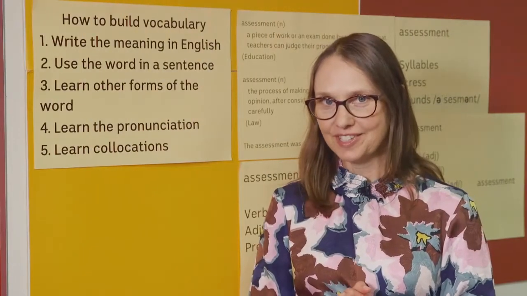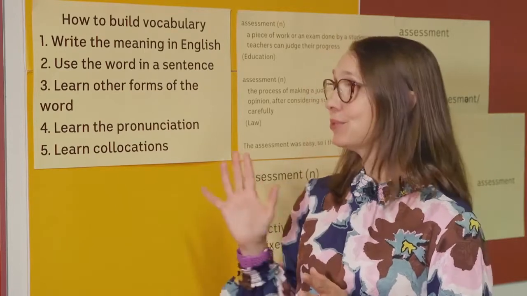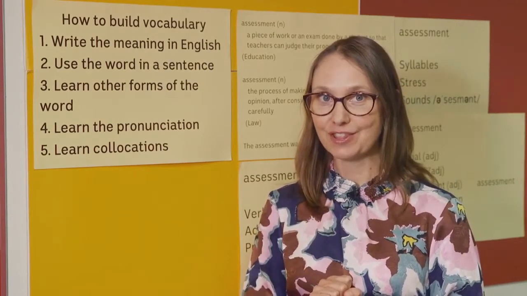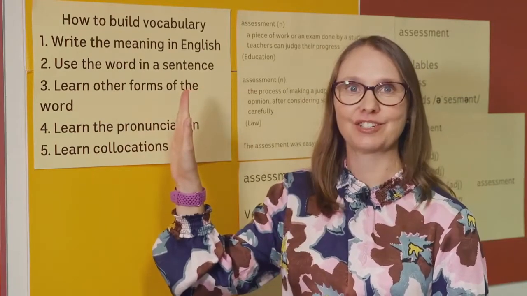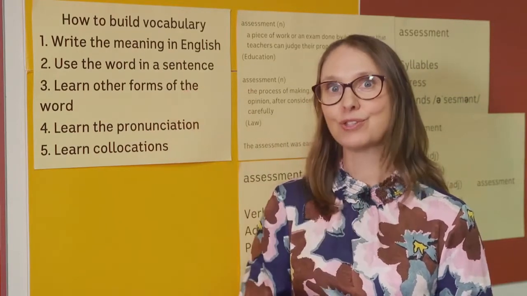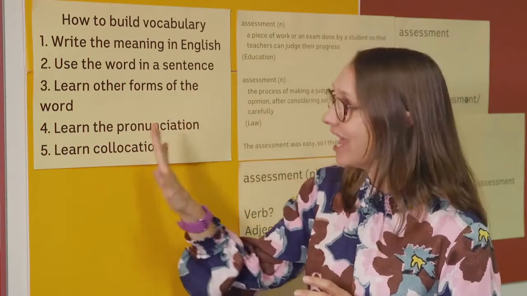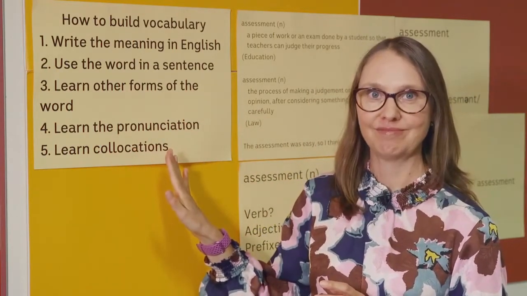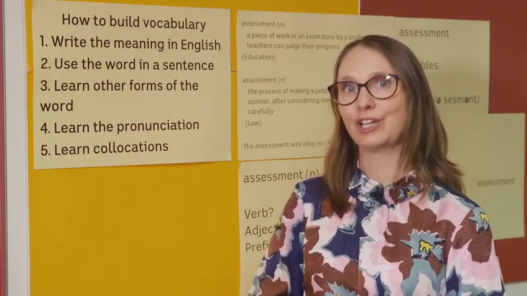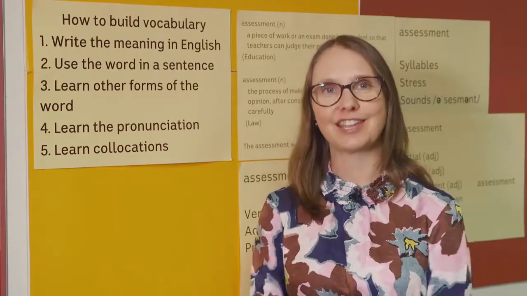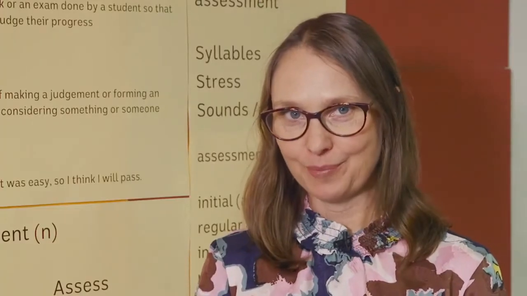Here are 5 easy steps you can follow to build your academic vocabulary. First, write down the meaning of the word in English. Make sure you use the word in a sentence. Learn other forms of the word and the pronunciation. And make sure you learn collocations as well. Collocations are words that usually go together. So let's have a look at an example and use these 5 steps to help us build our vocabulary.